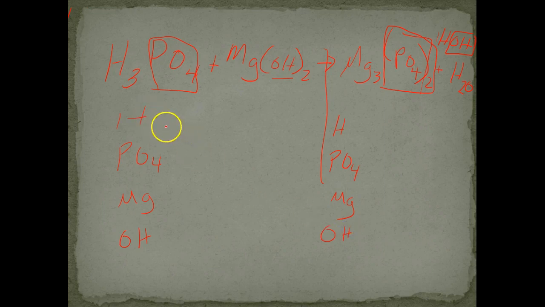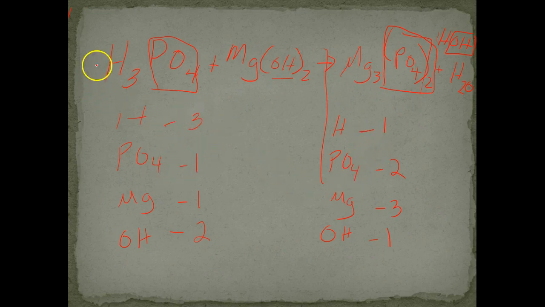When you write this down, you end up with 3 hydrogens, 1 phosphate, 1 magnesium, and 2 hydroxides, because of their subscripts. Okay, over here we have 1 hydrogen, we have 2 PO4s, we have 3 magnesiums, and over here we would have 1 hydroxide. Okay, so what you want to start with is your PO4s. If you look here, there's 2, because they're the biggest ones. You want to start with your biggest stuff.